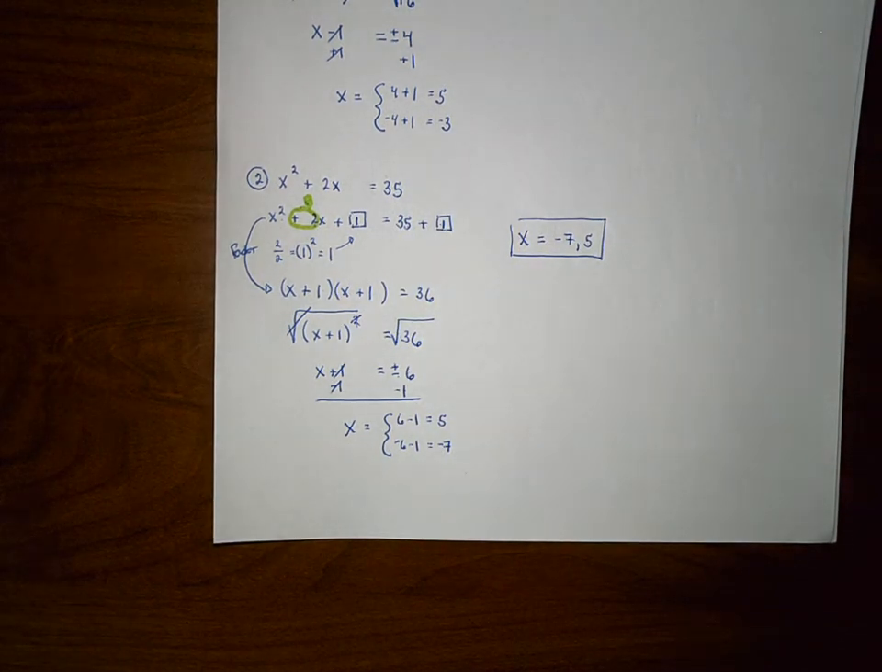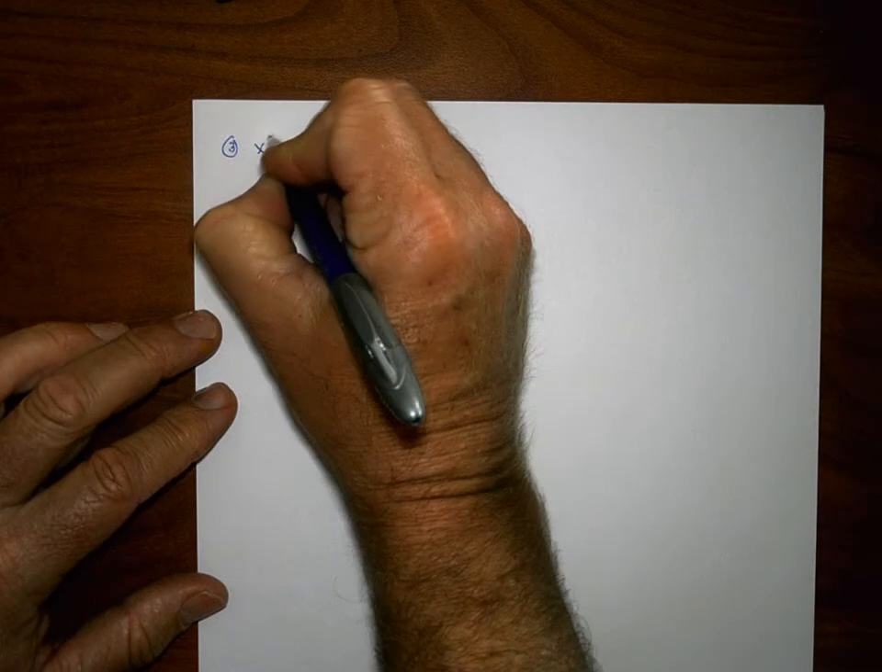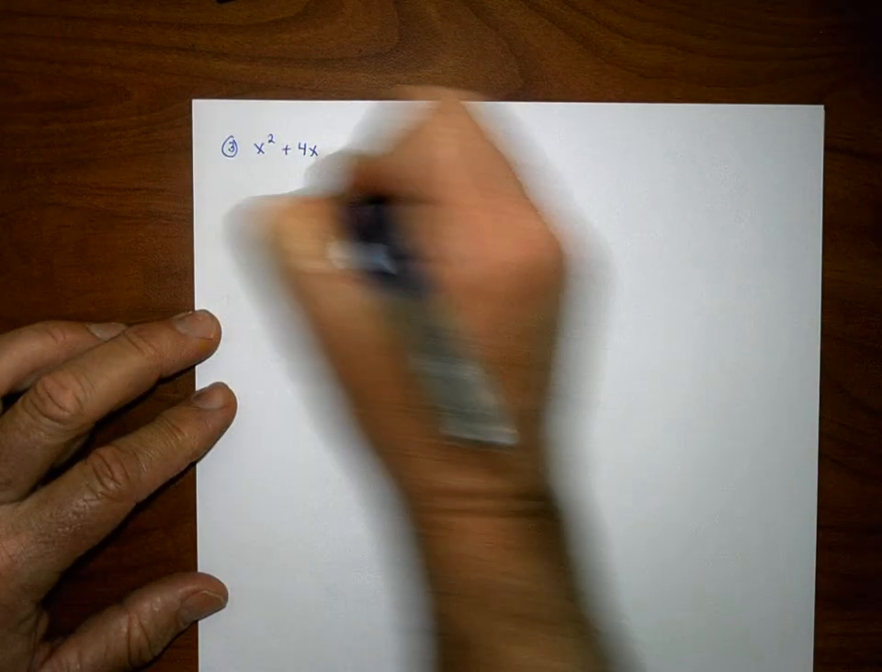Okay. Now notice in number 1 and number 2, both of the answers were nice, super friendly answers. I want to do one where we don't get friendly answers, so you know what to do when you run across a problem that's not going to give you a nice perfect square root for an answer here. Okay, so let me do one more example here. This would be example number 3, which would be x squared plus 4x is equal to 3.